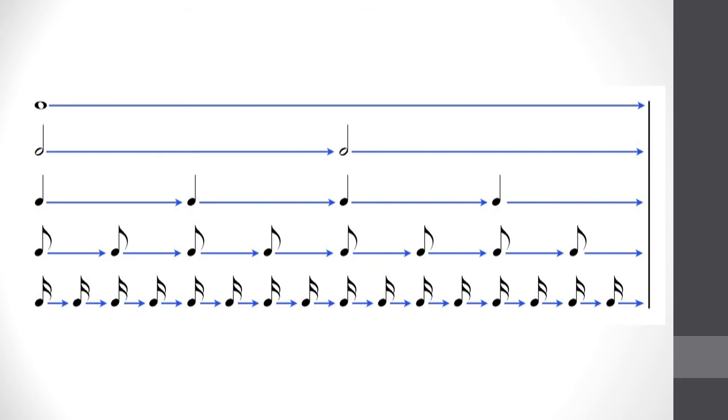Be sure to study the chart thoroughly before taking the lesson quiz. A good idea would be to take one duration at a time and observe how many notes of that duration it takes to equal each of the other durations.